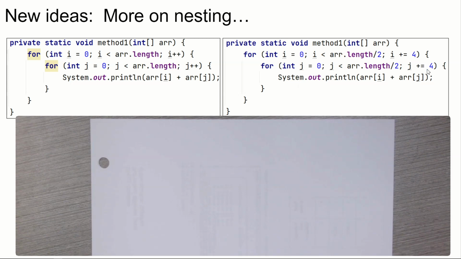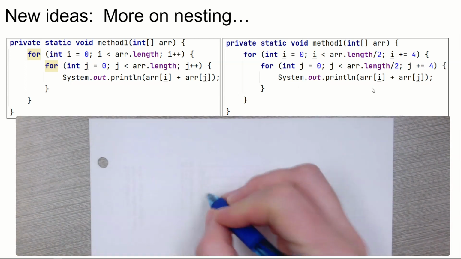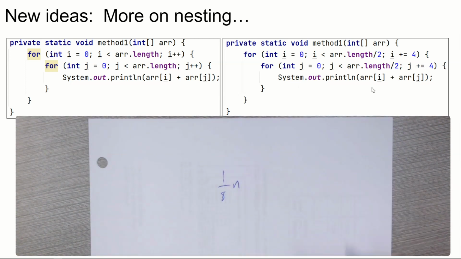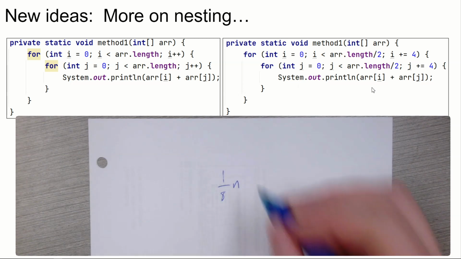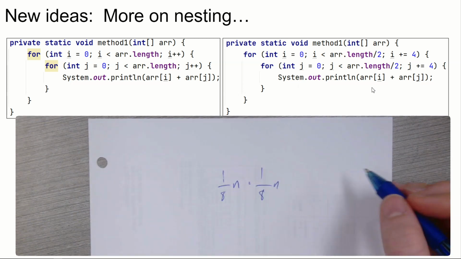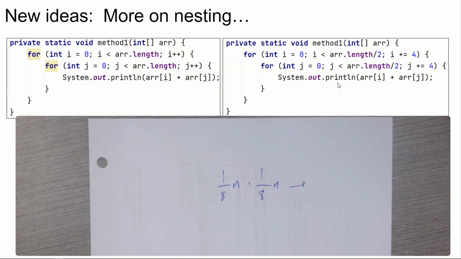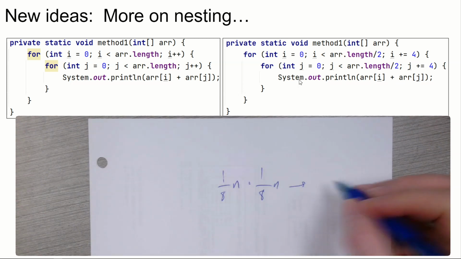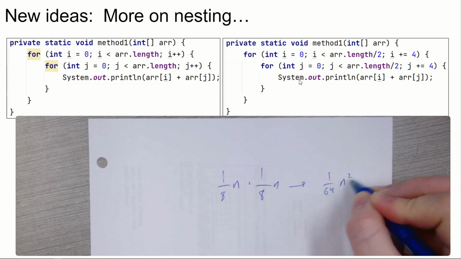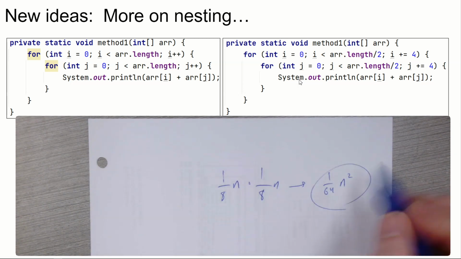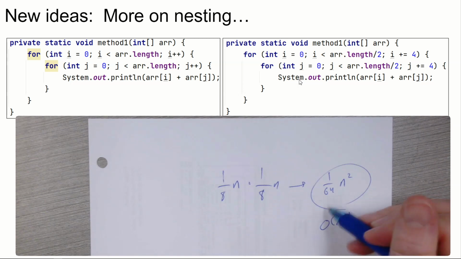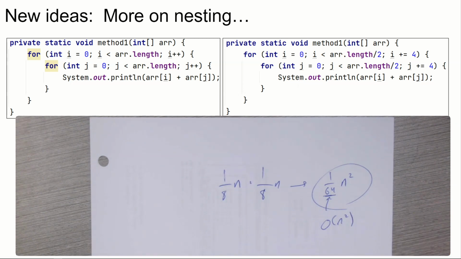But even then, we're only visiting 1/4 of the elements. So rather than looping over half of the elements, we're looping over 1/4 of that half. So the inner loop is looping over 1/8 of the length of the array. And then the outer loop is also looping over 1/8 the length of the array. And so if you want to know how many steps this inner print statement will run for, the answer is 1/64th times the square of the length of the array. So this is still big O of n squared because we ignore this coefficient in the front.